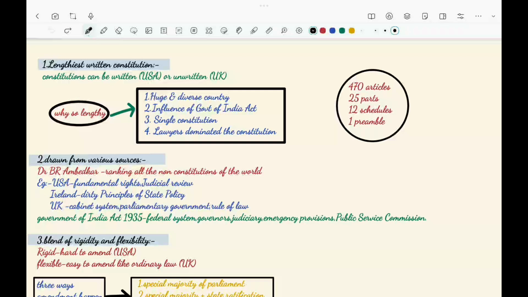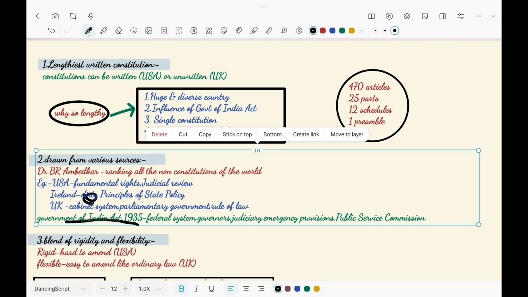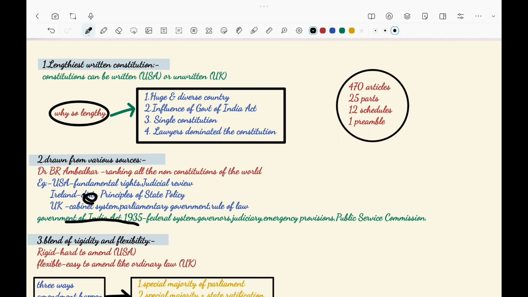From Ireland we have taken directive principles of state policy. And from the UK we have taken the cabinet system, parliamentary government, and rule of law. From the Government of India Act 1935, we have taken the federal system, governance, judiciary, emergency provisions, and public service commissions.